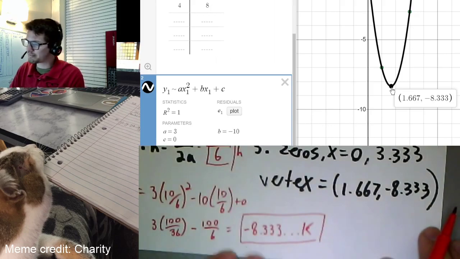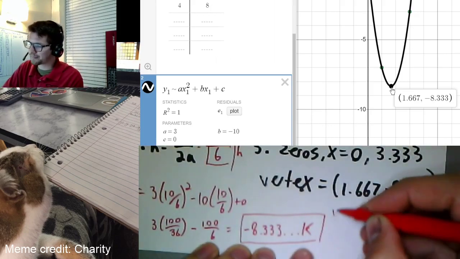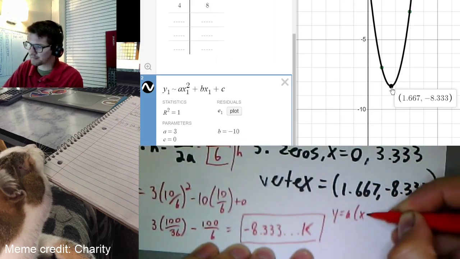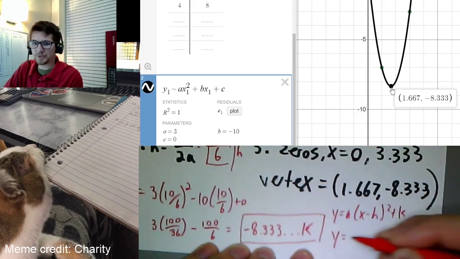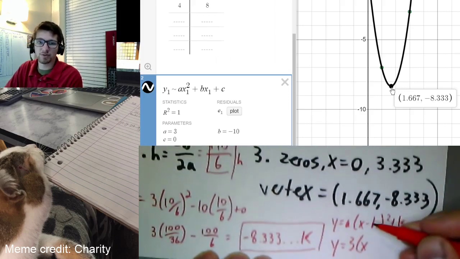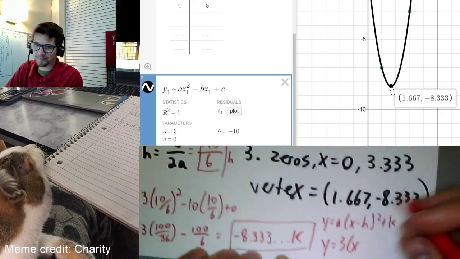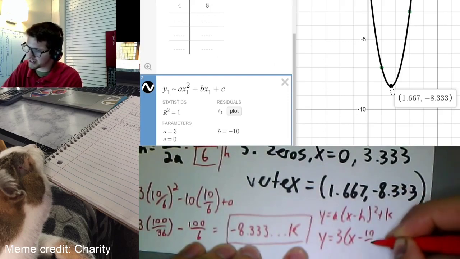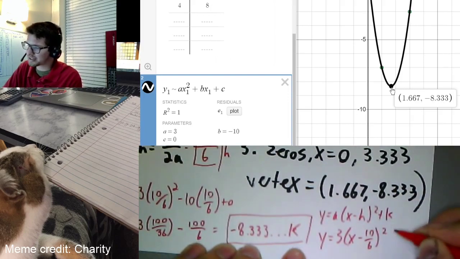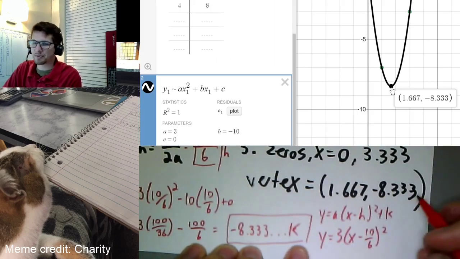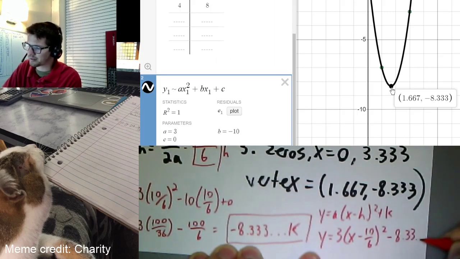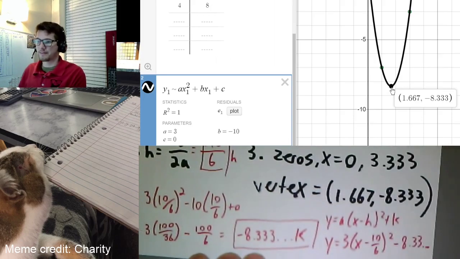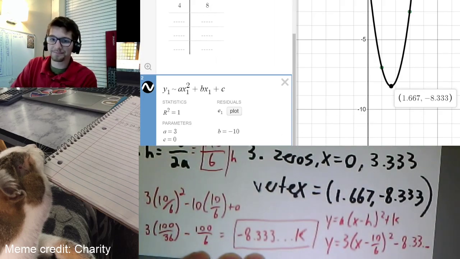So when I plug all these back into vertex form, which is this, I get y equals a, which is 3, times the quantity of x, minus h. What was h? 10 over 6. So minus 10 over 6 squared plus k. What's k? Negative 8.3333. So minus 8.3333. That's it.